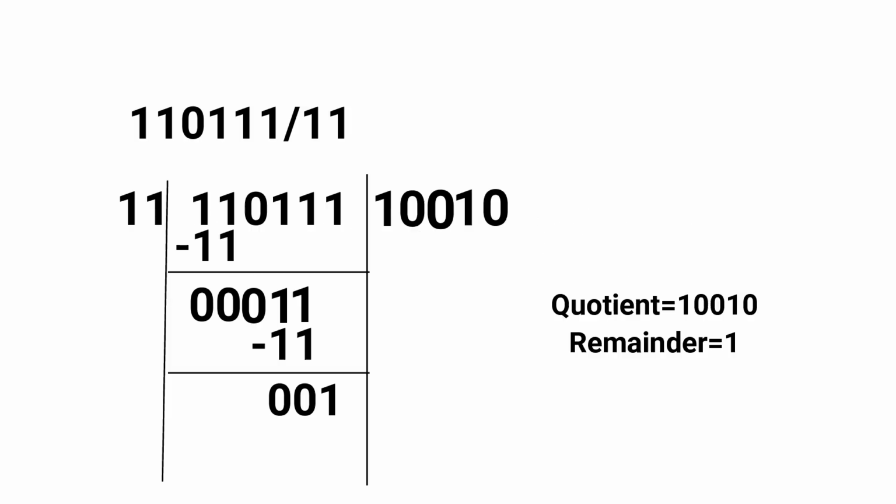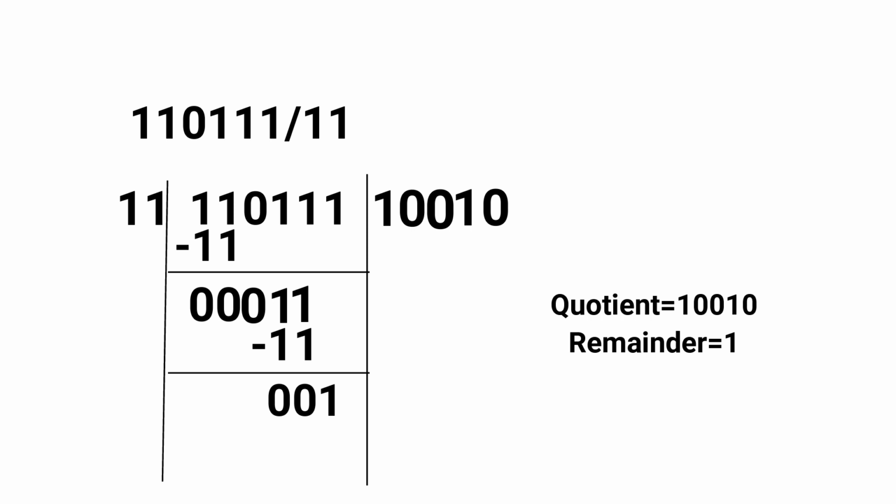Binary division. Here in example you can see, 110111 is divided by 11, so at first it is divided by 1, so in quotient we will write 1, then the remainder is 0. After that 0 comes down because it is not divisible, so in quotient we will write 0. After that 1 comes down, it is also not divisible, so again we will write 0 in quotient.